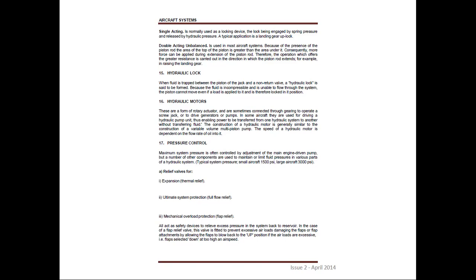Double acting unbalanced is used in most aircraft systems because of the presence of the piston rod. The area of the top of the piston is greater than the area under it. Consequently, more force can be applied during extension of the piston rod. Therefore, the operation which offers the greater resistance is carried out in the direction in which the piston rod extends, for example, in raising the landing gear.